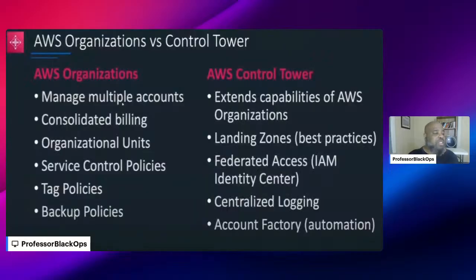Once again, AWS Organizations, you would set it up manually. AWS Control Tower, once again, is their managed version of that. So you get extended capabilities of AWS Organizations. You get landing zone best practices. You get federated access with IAM Identity Center. Centralized logging, and what we just looked at, the Account Factory, right?